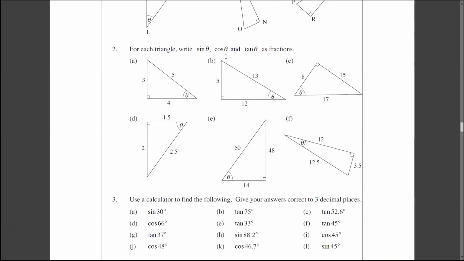Write sine theta, cos theta, tan theta as fractions. Remember SOHCAHTOA. The sine of this is opposite over hypotenuse, so 3 over 5. The cosine, CAH, is adjacent over hypotenuse, so it would be 4 over 5. And then tan theta is the opposite, in this case 3, over the adjacent, 4. Just like that, we were able to determine the trig ratios.